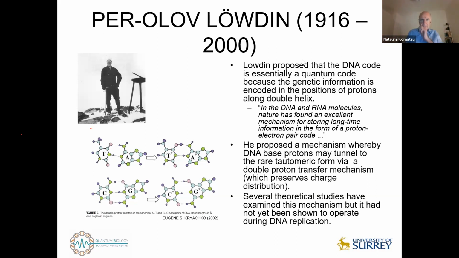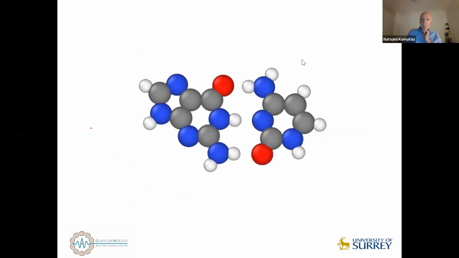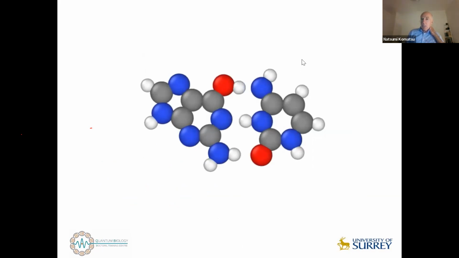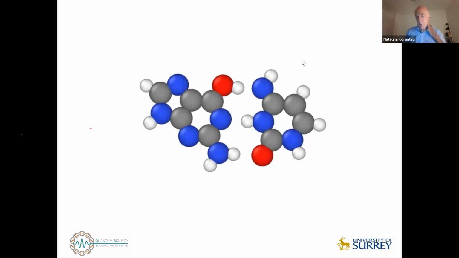And this shows the kind of thing that he imagined. So it's a double proton transfer. You need a double proton transfer to maintain the charge across the double helix. The set maintains the same charge. So two protons move, but in opposite directions.